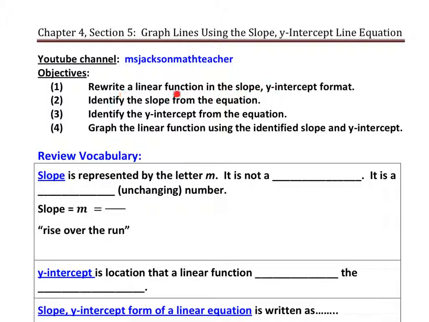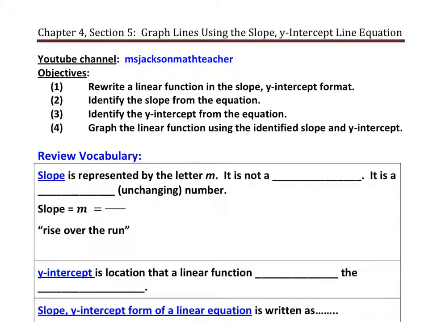The objectives of this section, first and foremost, is to learn how to rewrite a linear function in the slope y-intercept format. We actually already worked on this a little bit in Chapter 3, but I think it'll be clearer now why we did that as we start to graph. The second thing we're going to do is identify the slope from that equation and identify the y-intercept from that equation, and finally use both of those pieces of information to graph the linear function using the slope and y-intercept.